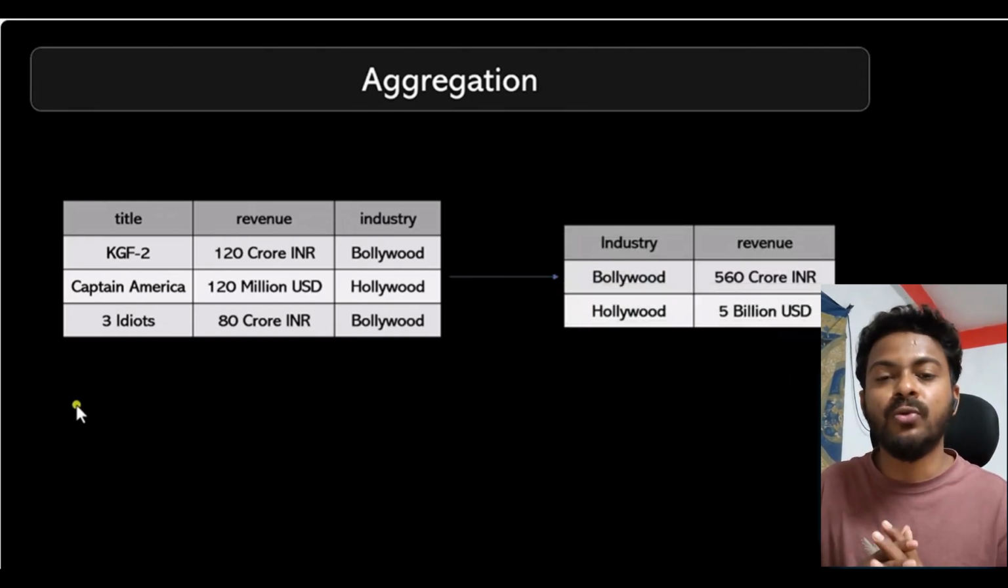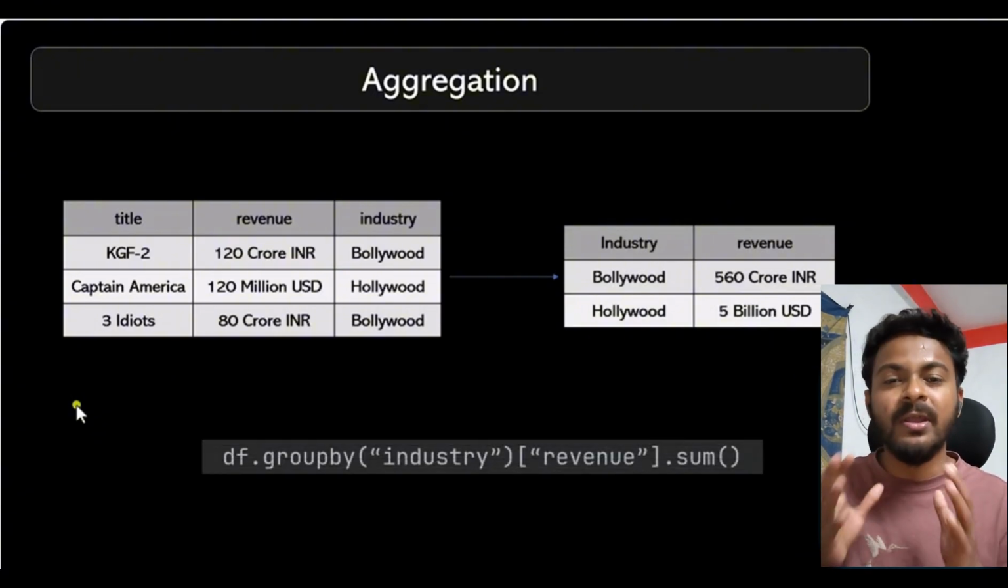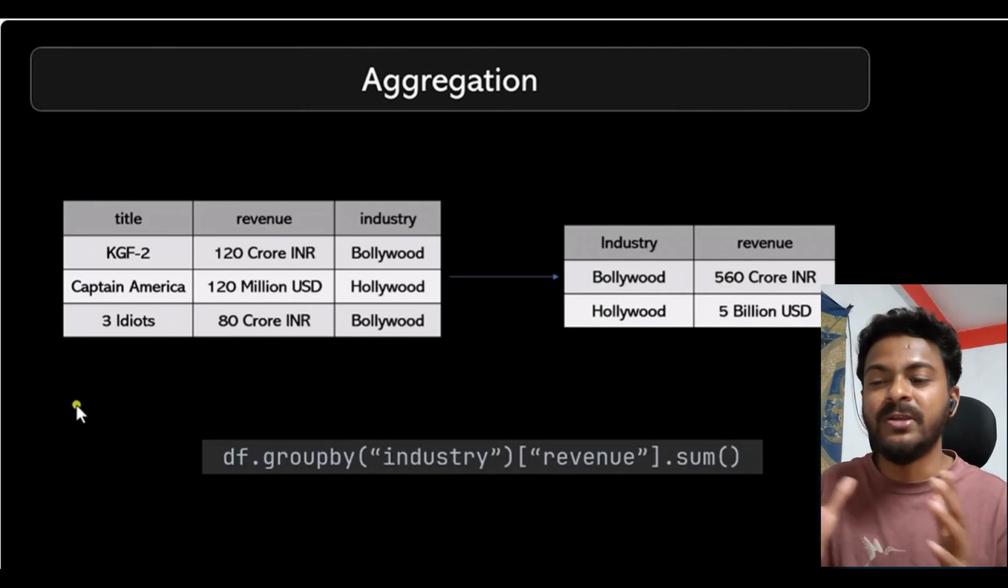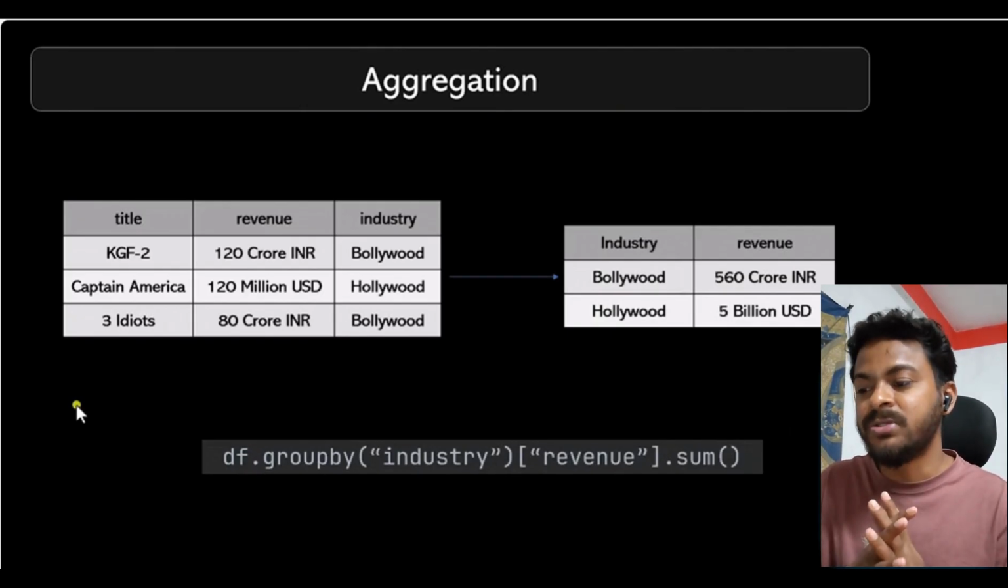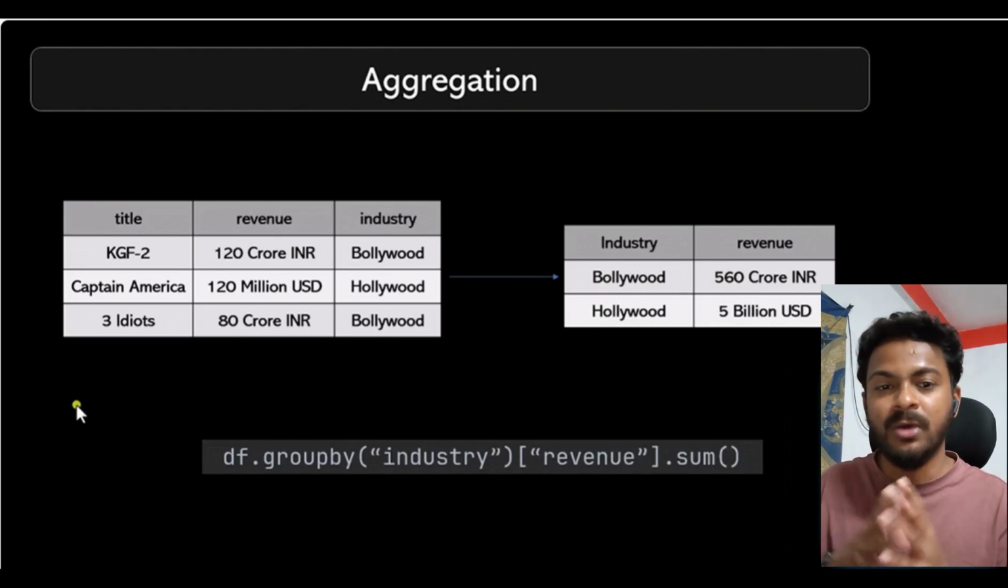So here I want to know how much total revenue from Bollywood versus Hollywood. Here I can use pandas group by to get this data, and I simply use df.groupby the industry, revenue, and the sum of their values.